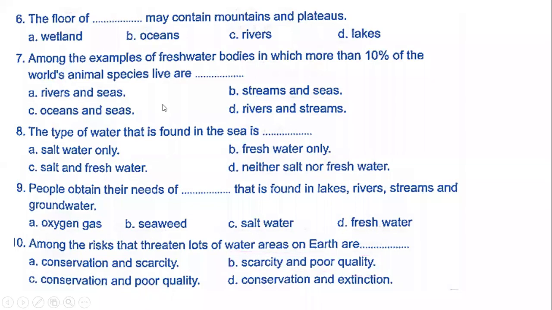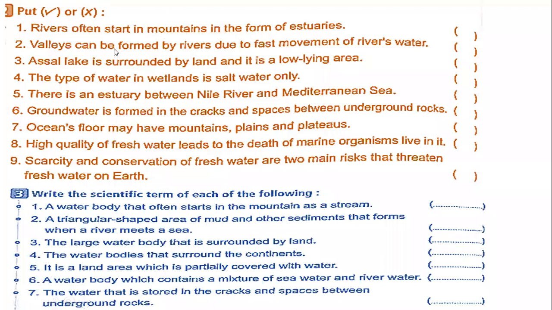Next point, true and false. Now, number one, rivers often start in mountains in the form of estuaries. No, in the form of, yes, excellent, streams. Number one is false. It must be streams here.